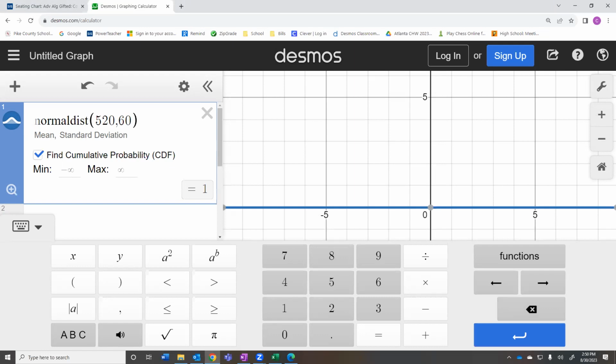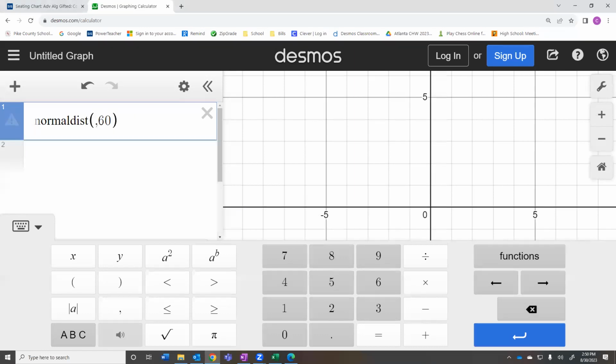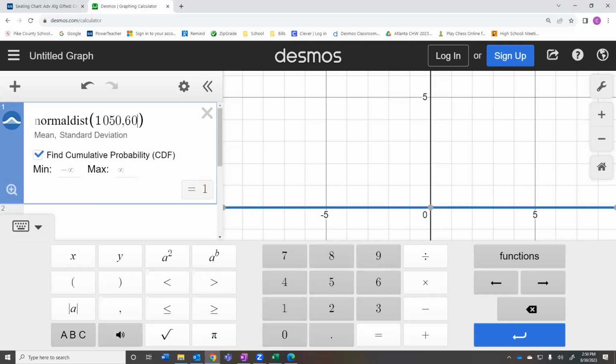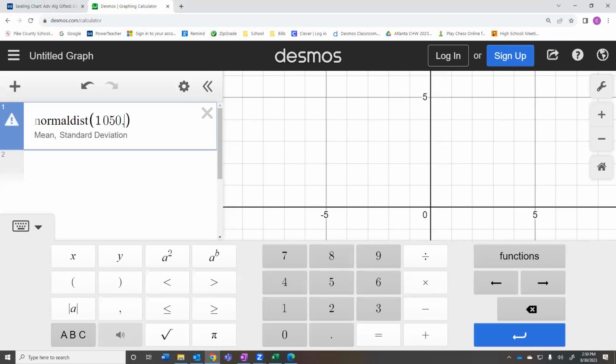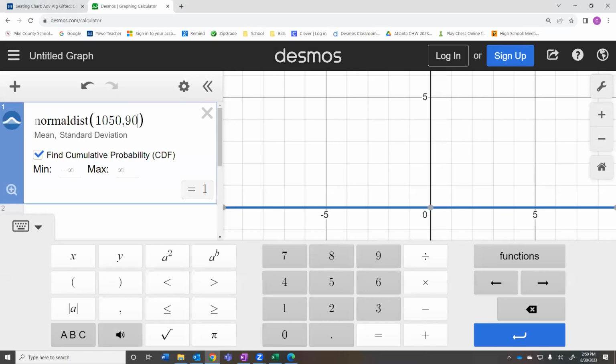So it said the average SAT score was 1050. So 1050, and the standard deviation was 90. And we want to know this guy made a 1200. So that's going to be the max. Like we're going to put 1200 on the right. We want to know what percent did he do better than. So 1200 is going to be the max. So he's in the 95th percentile. So he did better than 95% of people that took this SAT.